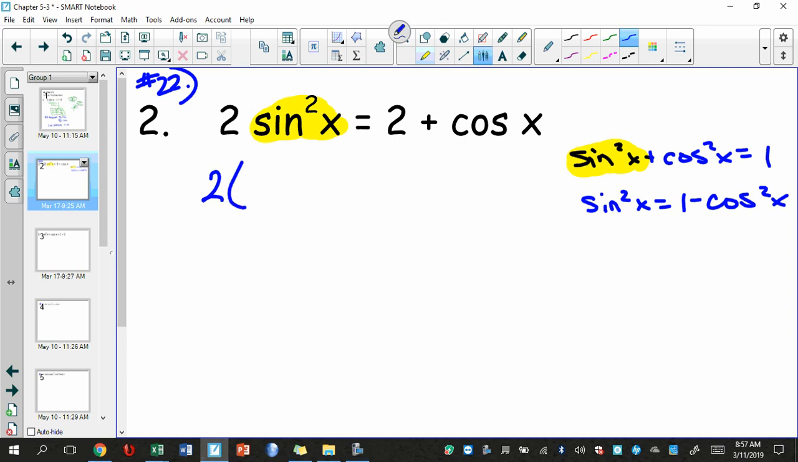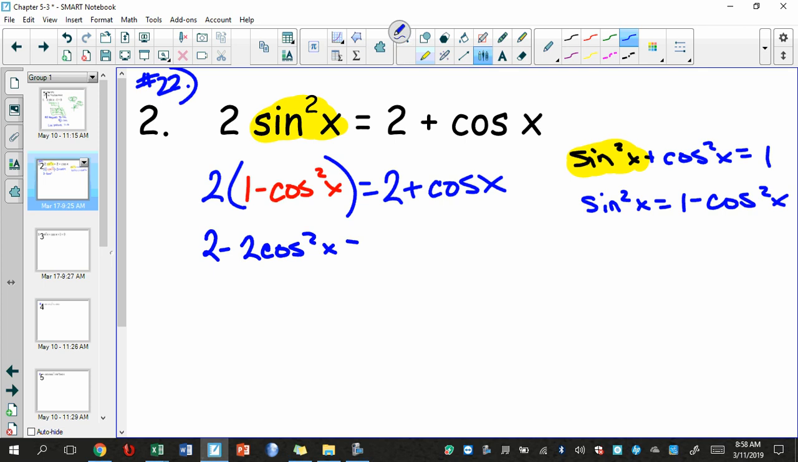So this is going to be 2 parentheses, 1 minus cosine squared of x, is equal to 2 plus the cosine of x. Do we all understand that, yes or no? What I'm doing is essentially getting rid of it. So if I distribute this, I have 2 minus 2 cosine squared of x is equal to 2 plus the cosine of x. When solving equations, what's our first step you should always do?